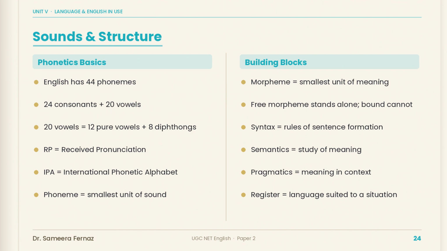English has 44 phonemes, made of 24 consonants and 20 vowels. The 20 vowels are 12 pure vowels and 8 diphthongs. RP stands for Received Pronunciation and IPA stands for the International Phonetic Alphabet. A phoneme is the smallest unit of sound and a morpheme is the smallest unit of meaning. A free morpheme can stand alone but a bound morpheme cannot.